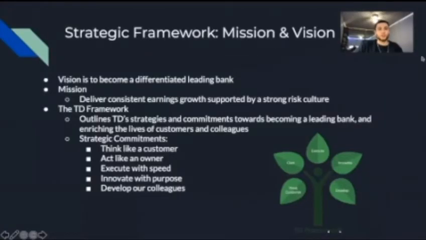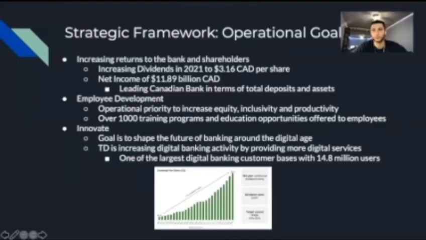Next, we have the strategic framework of TD. The strategic framework of TD consists of a vision to become a differentiated leading bank and a mission to deliver consistent earnings growth supported by a strong risk culture. The strategies used by TD are outlined in the TD framework, which shows commitments towards becoming a leading bank and enriching the lives of customers and colleagues. The strategic commitments consist of thinking like an owner, acting like a customer, executing with speed, innovating with purpose, and developing our colleagues.